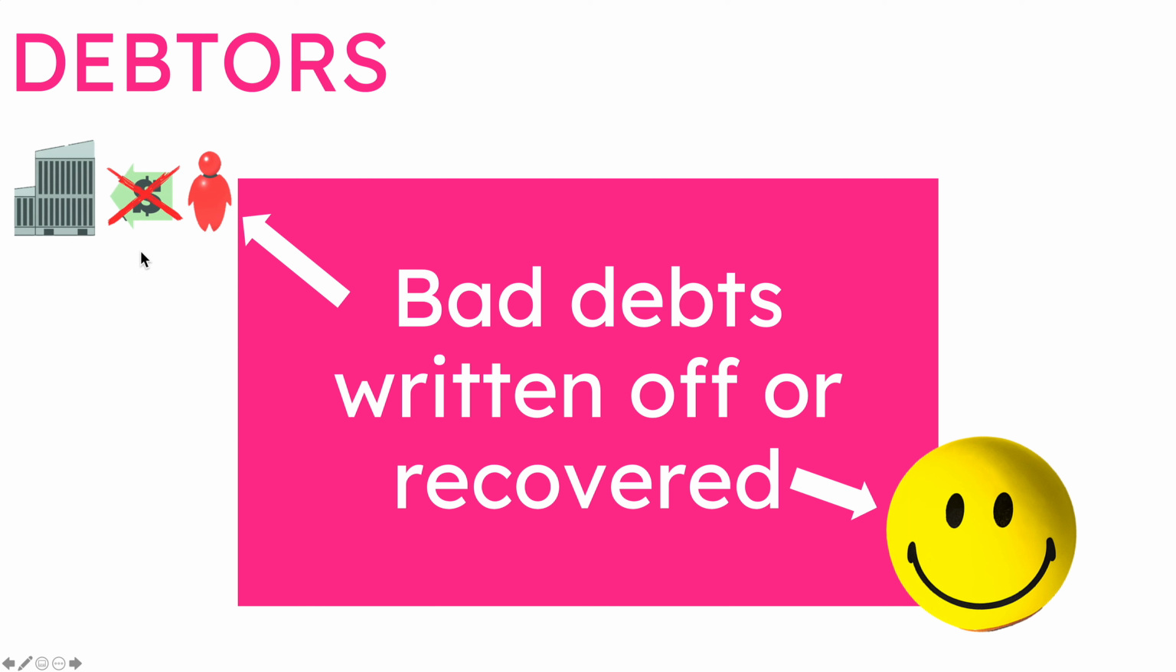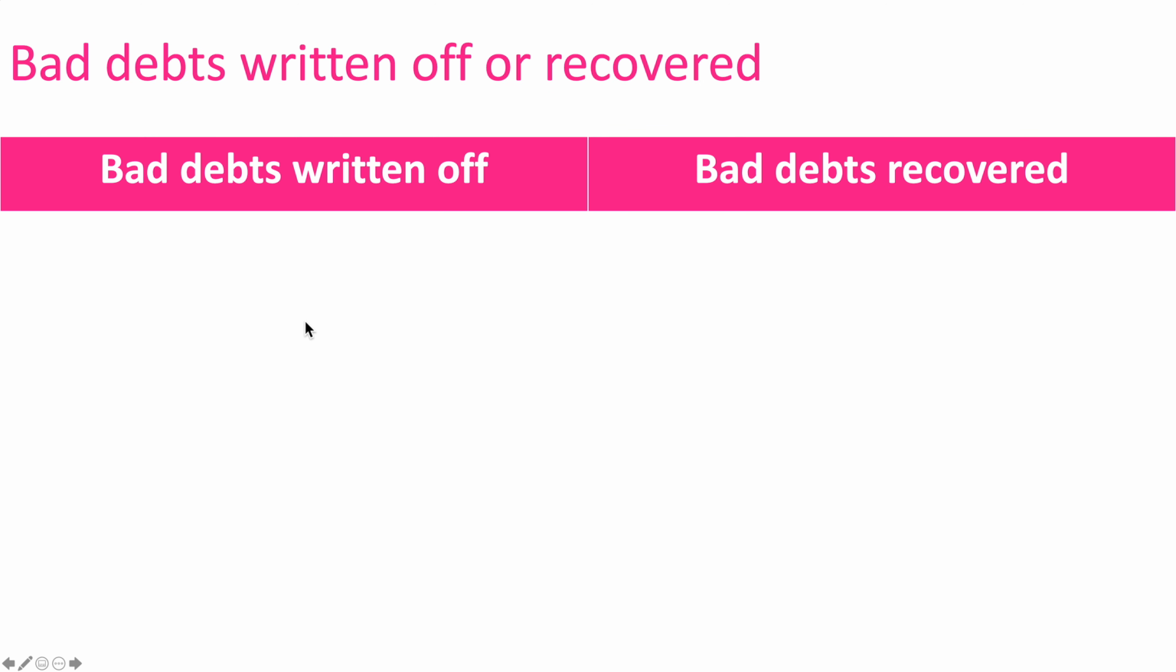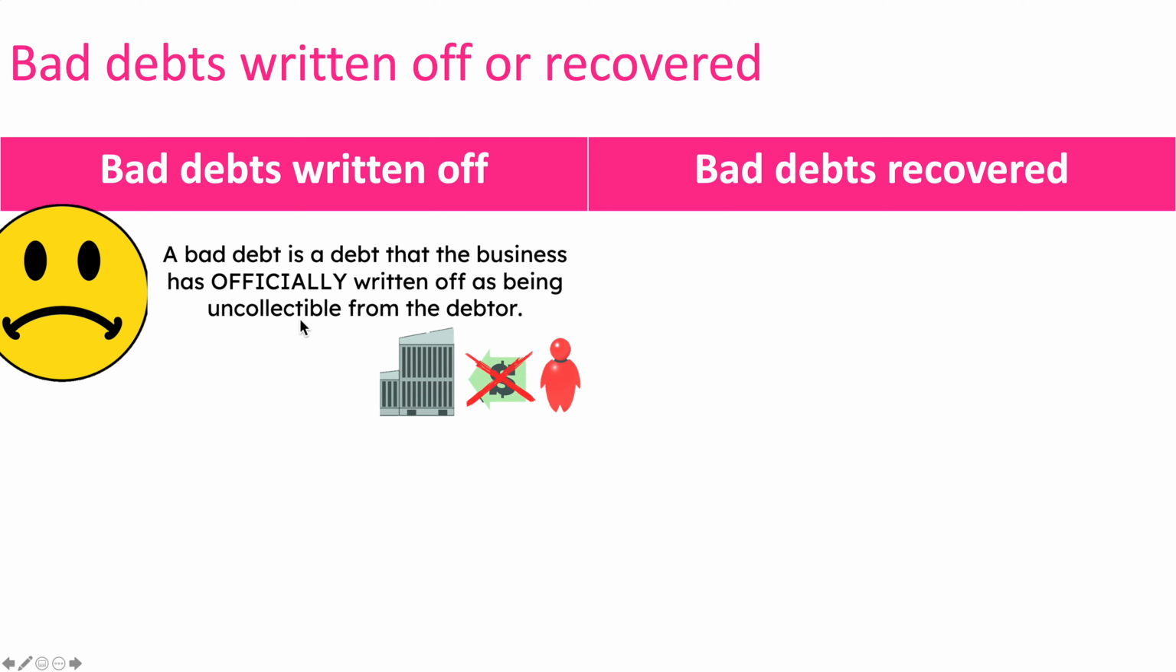So bad debts written off is when the debtor has gone bankrupt or gone into liquidation and they're not going to pay us. And then recovered is when the debtor who was previously written off as bad has now paid us. They're back in action and they're paying us now. So that is the opposite, and we're happy when that happens. So bad debts written off or recovered: a bad debt is a debt that the business has officially written off as being uncollectible from the debtor.